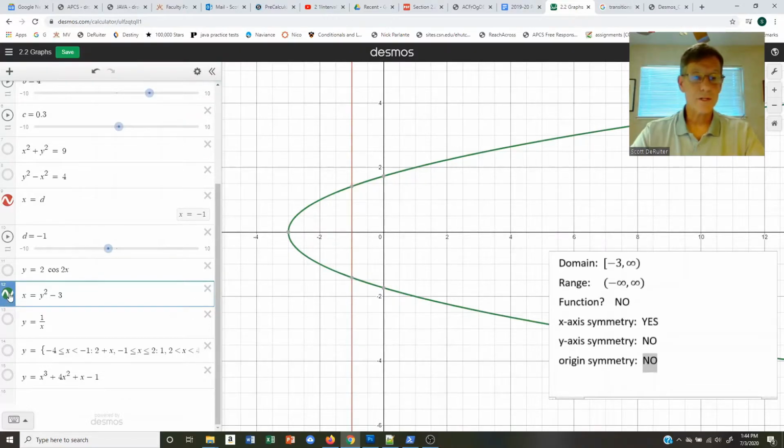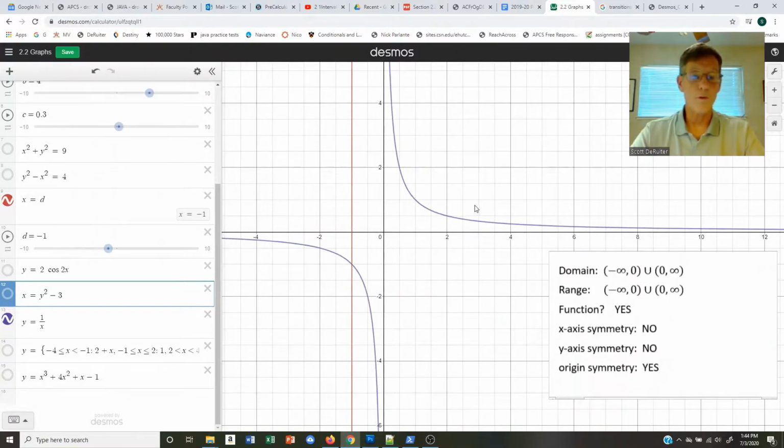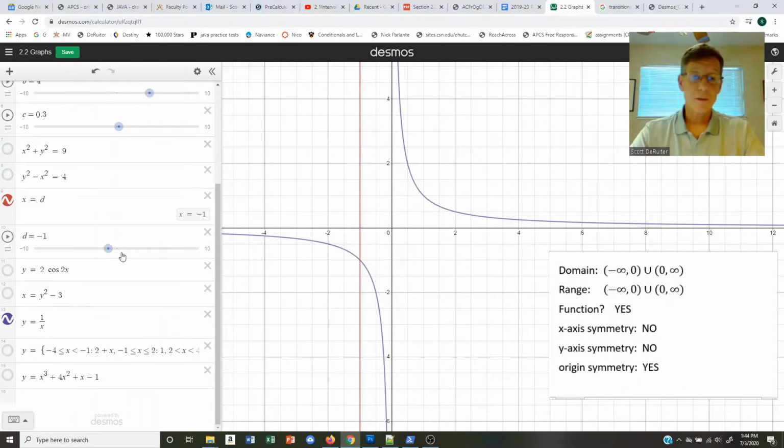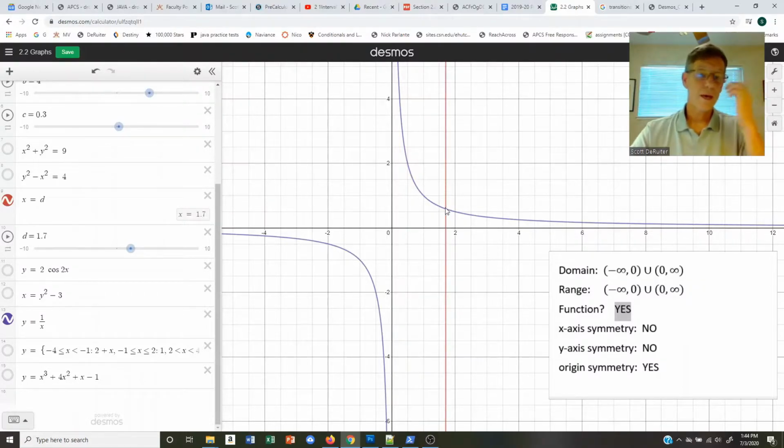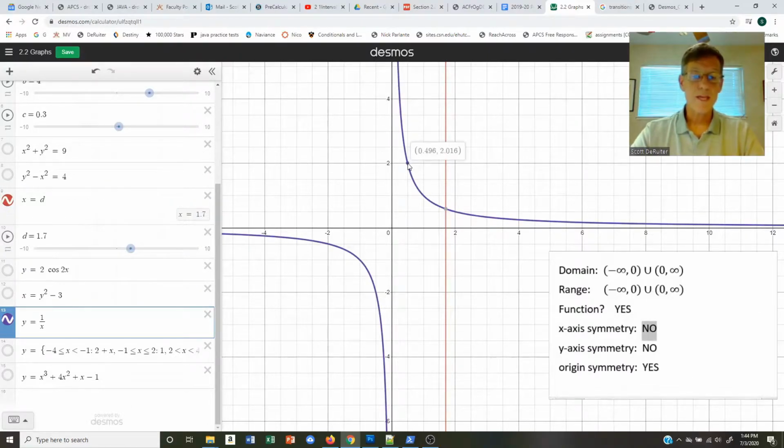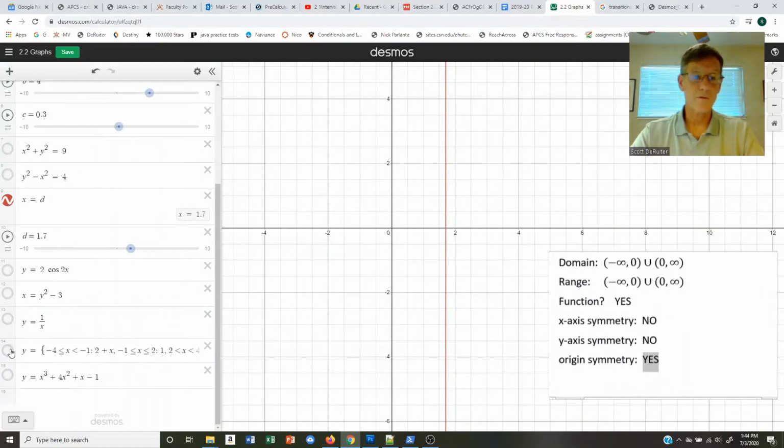Next, we have a very simple function, y equals 1 over x. It is a function. As we see, it satisfies the vertical line test. You can't plug in 0 because we can't divide by 0. But on its domain, it is a function. It does not have x-axis symmetry. It doesn't have y-axis symmetry. It does have origin symmetry, though. So if you take a point on the curve and you reflect that with respect to the origin, you kind of pass it through the origin, look on the other side, that point will exist on the curve.